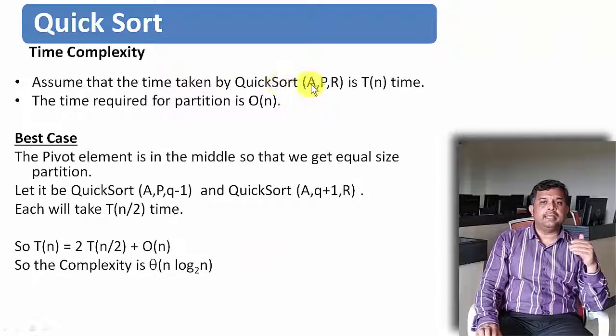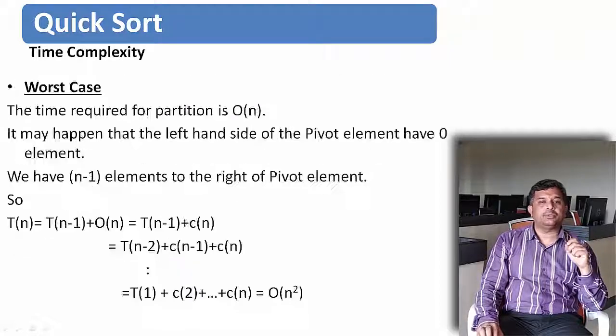Assume that we are taking quicksort of A, P, R, time is T(n). The time requirement for partition is big O of n. In the best case, the pivot element is in the middle, so we get equal size partitions. So let the quicksort be quicksort of A, P, Q minus 1 and quicksort of A, Q plus 1 and R, and each will take T of n by 2 time. So the recurrence relation is T(n) equal to 2 T(n by 2) plus big O of n. So the complexity is theta of n log base 2 of n.